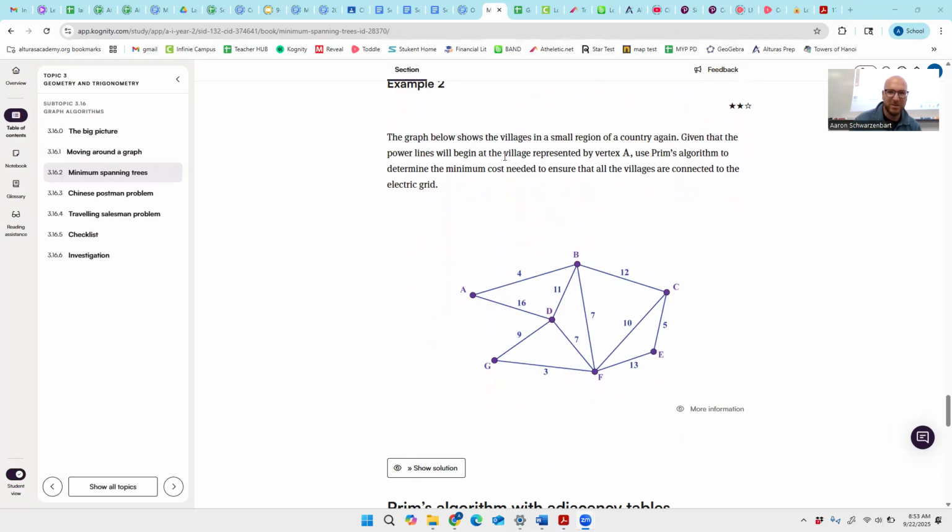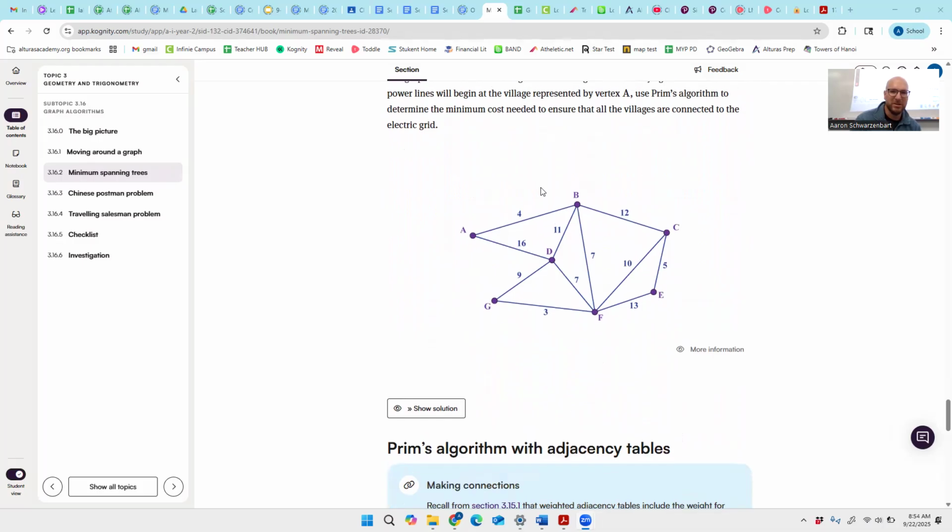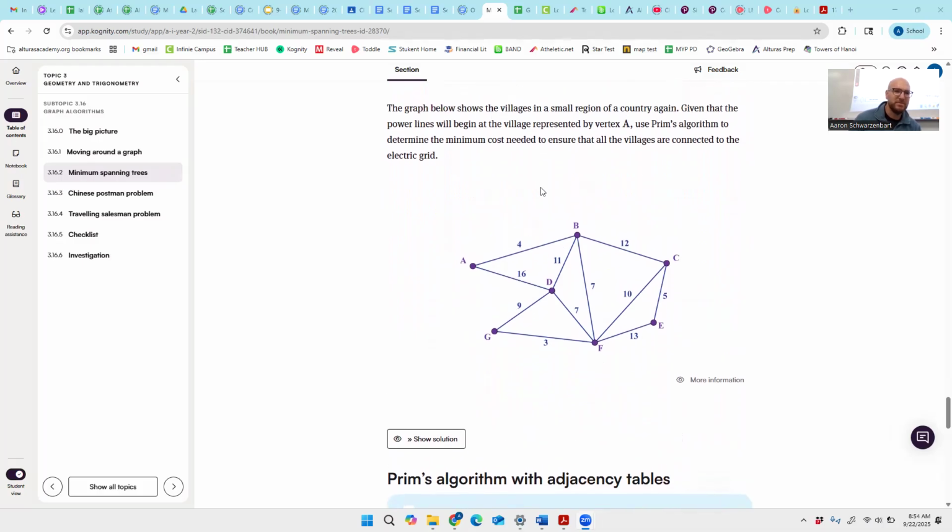So the graph below, again, same thing. Given that the power lines will begin in the village represented at A, use Prim's algorithm. So now we have to start at A. Maybe that's because there's a dam at A. The minimum spanning tree might, well, I suppose it's still got everywhere, but we're going to go from A. So we start at A. Our minimum is AB, and that's 4.